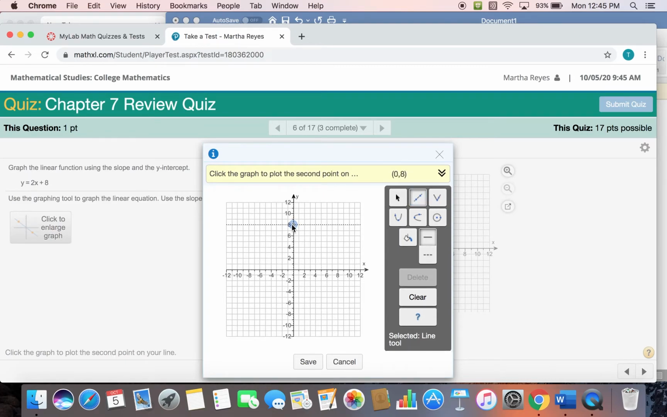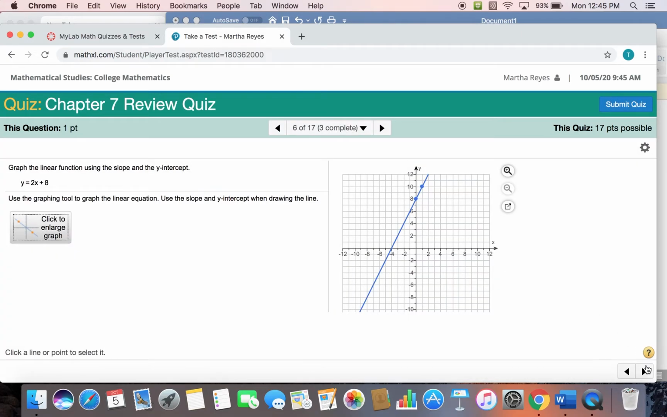Now, my slope, rise over run. 2 means 2 up, 1 to the right, because it's 2 over 1. So I go up 2, over 1, and that's the plot. Okay, that's the easiest way to do that with the linear function. Y equals mx plus b, where m is rise over run, and 8 would be the intercept there. Okay, so that one was easy.